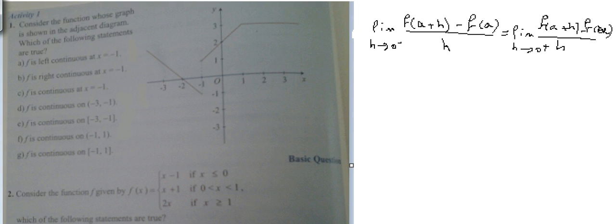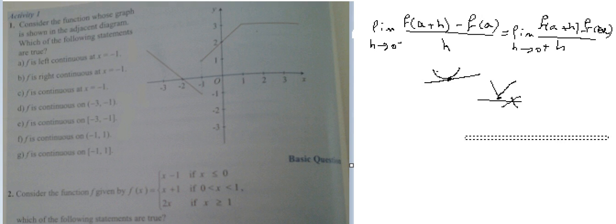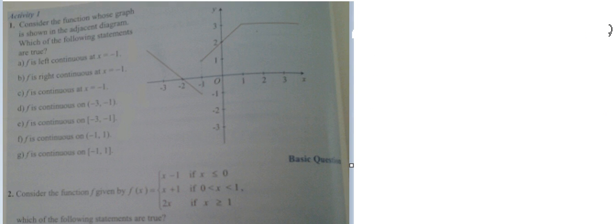But with this definition, if it is differentiable at a point, this means it has a tangent at that point. This means for sure it is continuous. But if it is continuous at a given point, it does not mean it is differentiable at that point. Now let's see this example about continuity.